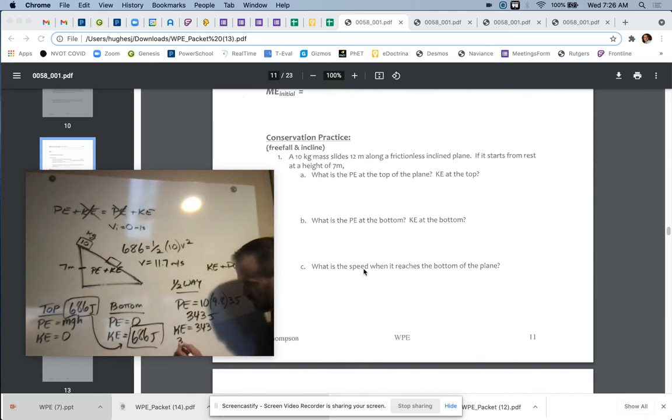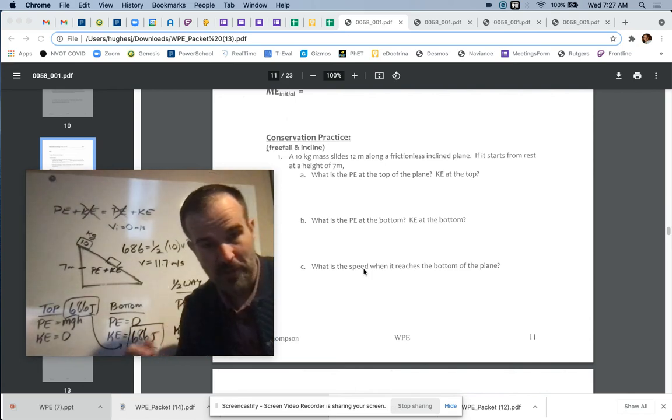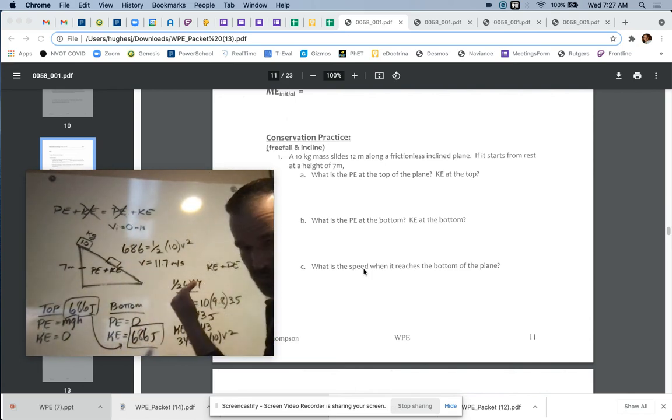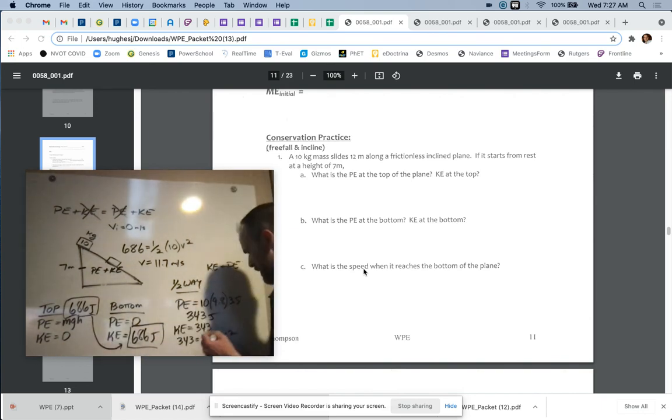So you'd say 343 equals 1/2 mv squared. You can do this. Take the 343 number, divide by 5, square root answer. And thank goodness we got a slower number, because if at the bottom it's going 11.7, I'd buy 8.3 halfway down. I like that. So I get 8.3 meters per second.